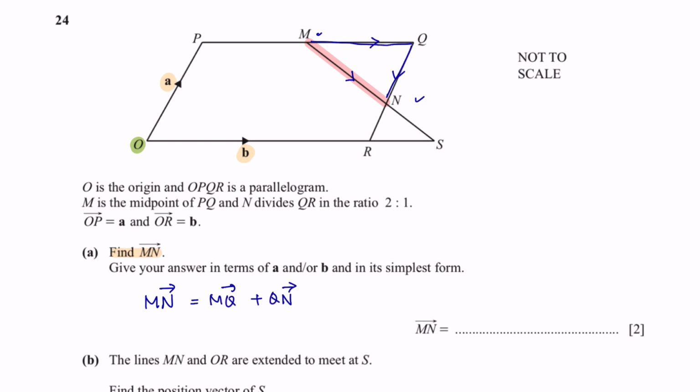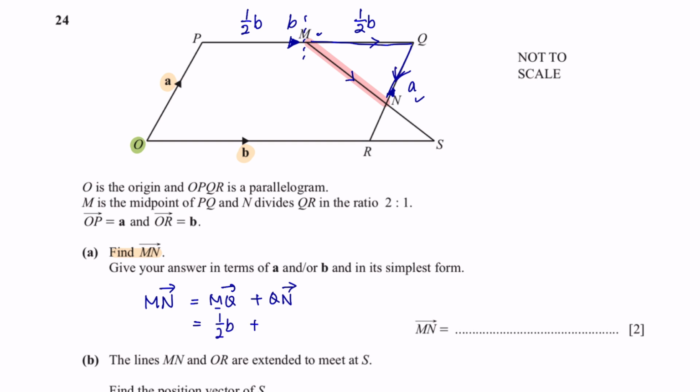Since this is a parallelogram, if O to P is A, then R to Q will also be A. And if O to R is B, then P to Q is also B. Now, since M is the midpoint of the line P to Q, this would be half B, and M to Q would be half B. So the vector of M to Q is 1 over 2B. Add with Q to N.